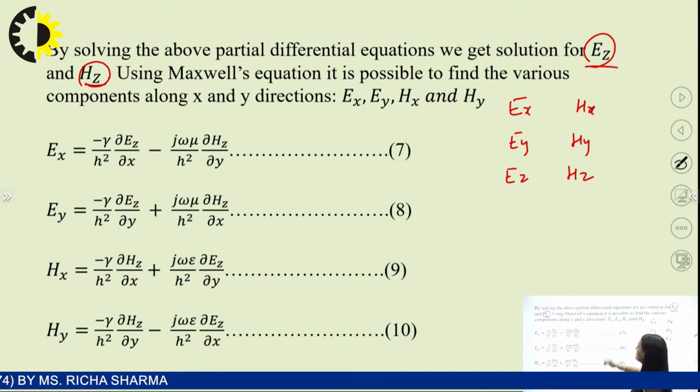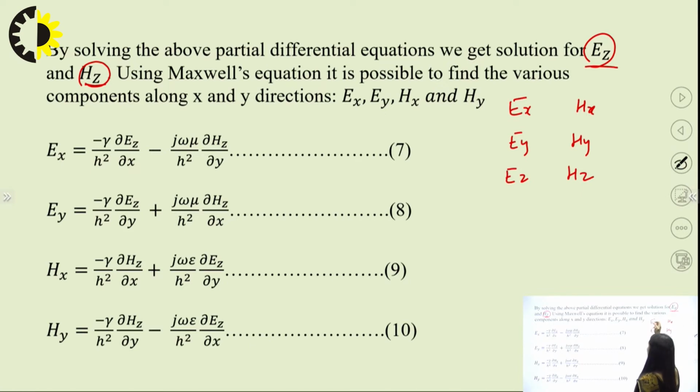It is possible by using Maxwell's equations, and by using Maxwell's equations we can find the various components along the x and y directions. So Ex is written as minus gamma upon h square del Ez upon del x minus j omega mu upon h square del Hz upon del y. In a similar way, this is Ex, Ey, Hx and Hy. See, all these 4 equations are in terms of either Ez or Hz. So if we have a value of Ez, we can find all the remaining 4 components. If I have a value of Hz, I can find all the remaining 4 components.